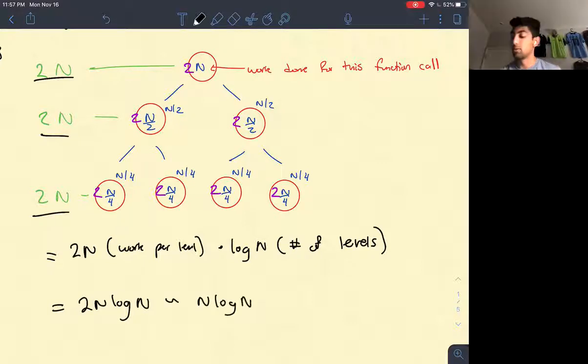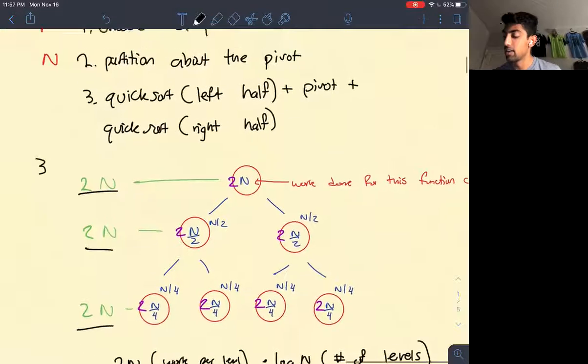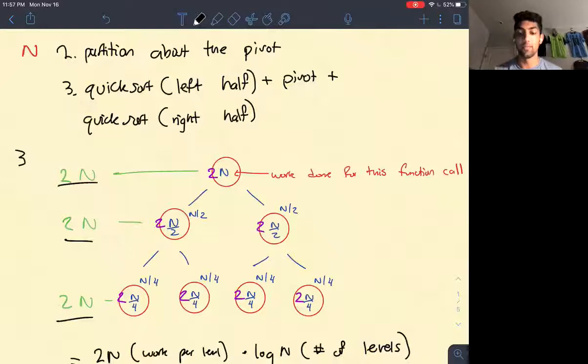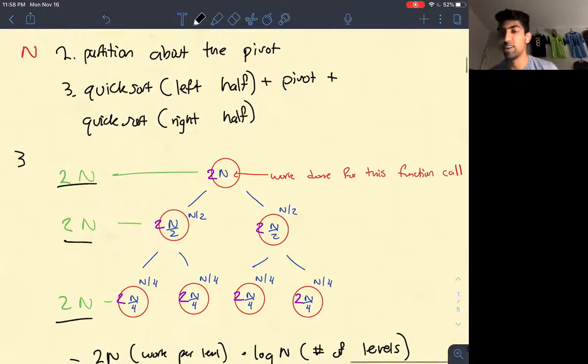The last thing I glossed over in this explanation is how exactly we got this recursive tree. There was an egregiously loud noise in the background, so I paused it temporarily. Hopefully you could hear me in that short amount of time. I realized I glossed over how we actually got this recursive tree.